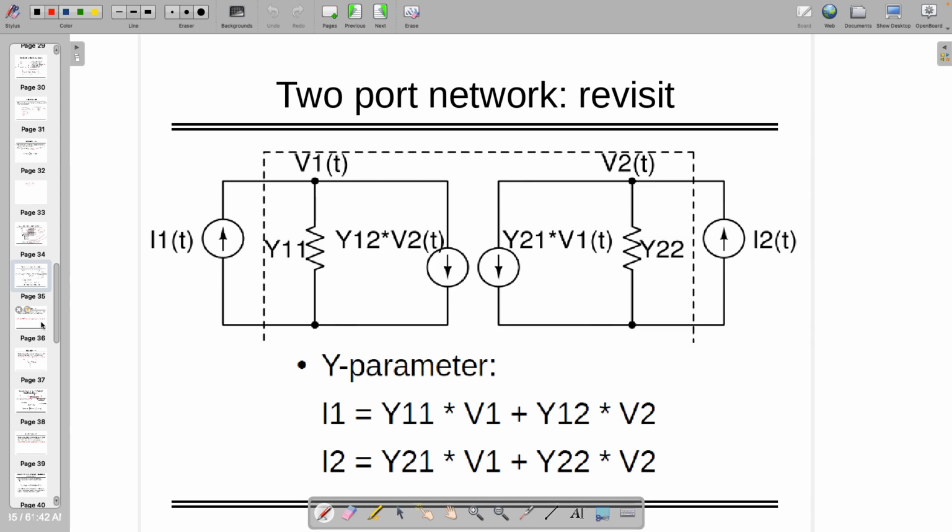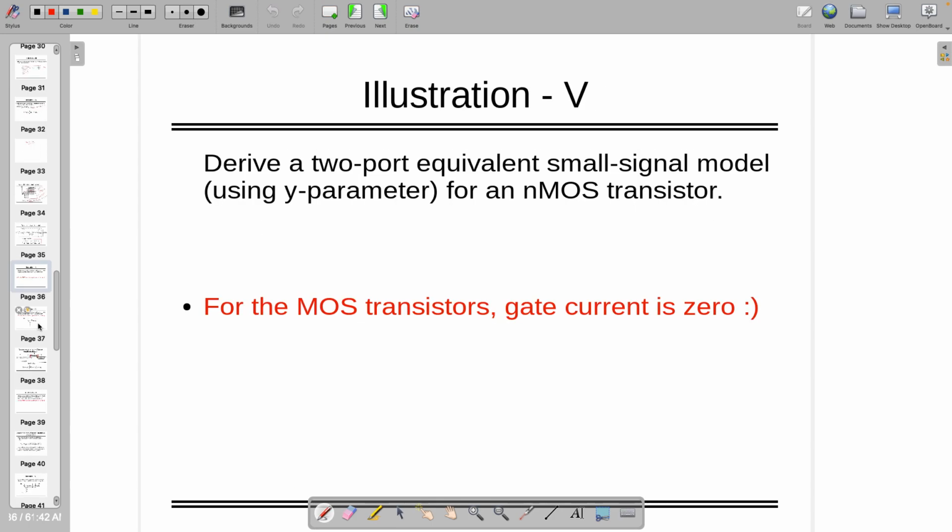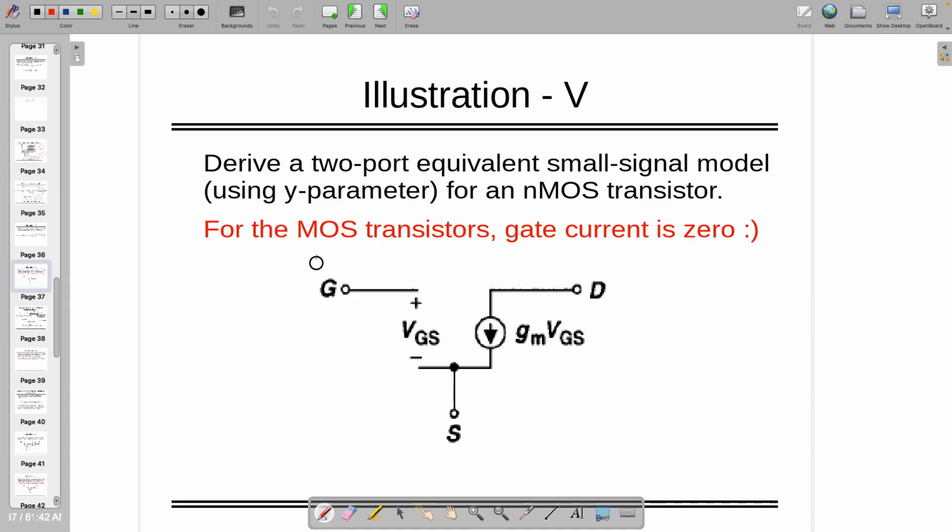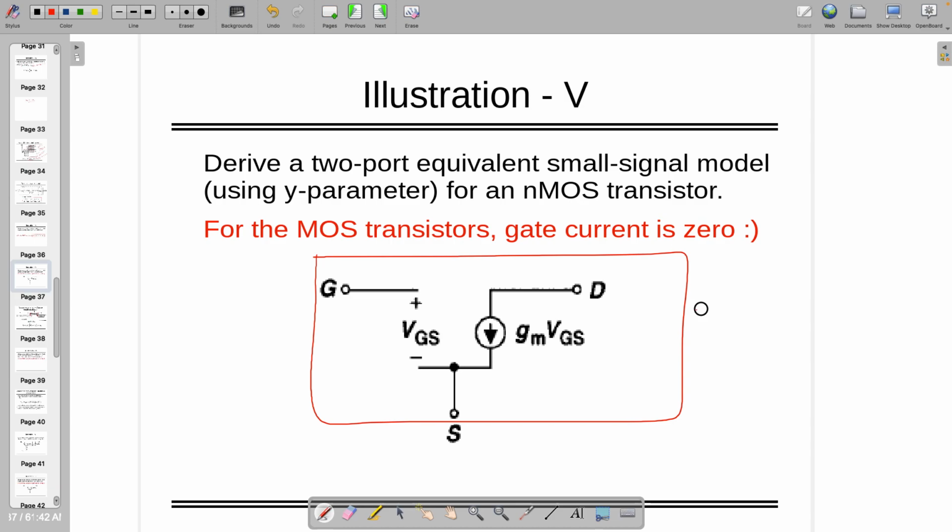But for completion, let's revisit the two-port network. So it has these equations. If you're following, you can find the fact that gate current is zero. That's the main reason why people are using MOS, right? Because gate current is zero, you can say that input impedance is infinite, right? So if you derive the two-port network or small signal model, it looks like this, right? So this is the small signal model you always have to remember in your mind.